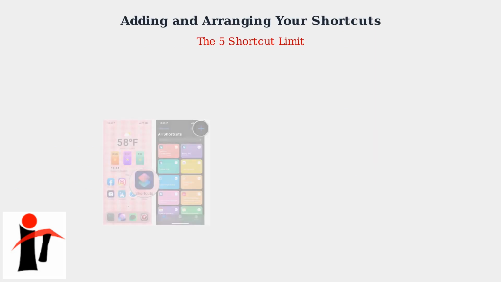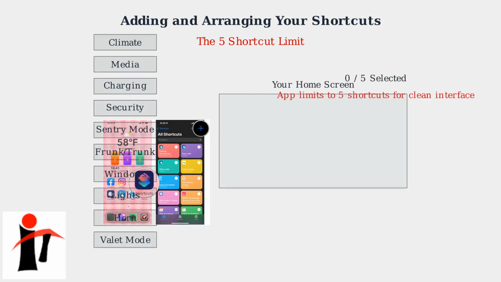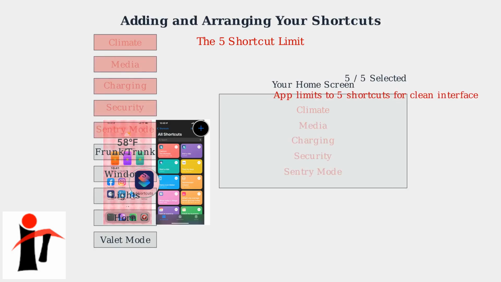Select up to 5 shortcuts from the available options to add them to your home screen. The Tesla app enforces this 5 shortcut limit to maintain a clean and easy-to-use interface. Tap on shortcuts to select them. Watch the counter increase as you add up to 5. Once you reach the limit, you cannot add more.